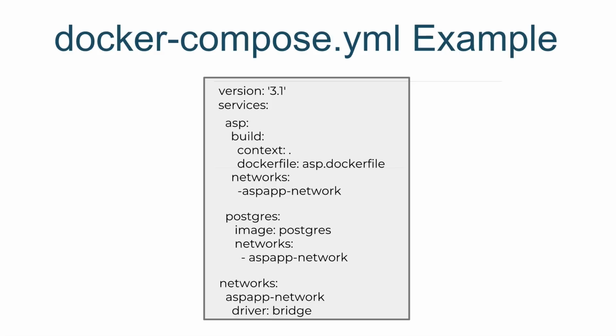this ASP service, this would be my ASP.NET Core. Now notice it says the Docker file is called asp.dockerfile. You can name it whatever you want. Notice the context is local to wherever this Docker Compose file is. So now it knows where to go get it. It's in the same folder.